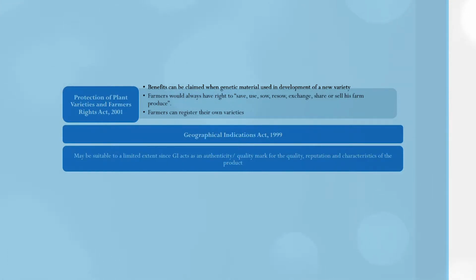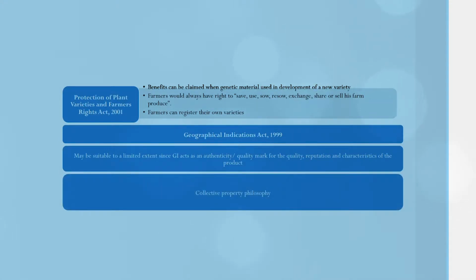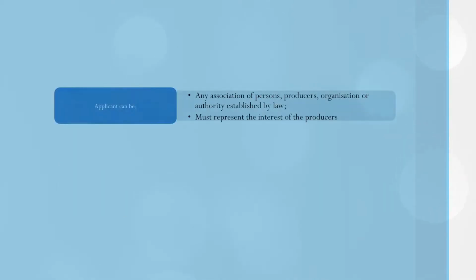It is a kind of collective property philosophy and hence it acts in a way to protect certain elements of the collective property notions involved in traditional knowledge. Now applicants can be any association of producers and must represent the interest of the producers. Now this is a kind of unique law that can protect certain aspects of traditional knowledge.